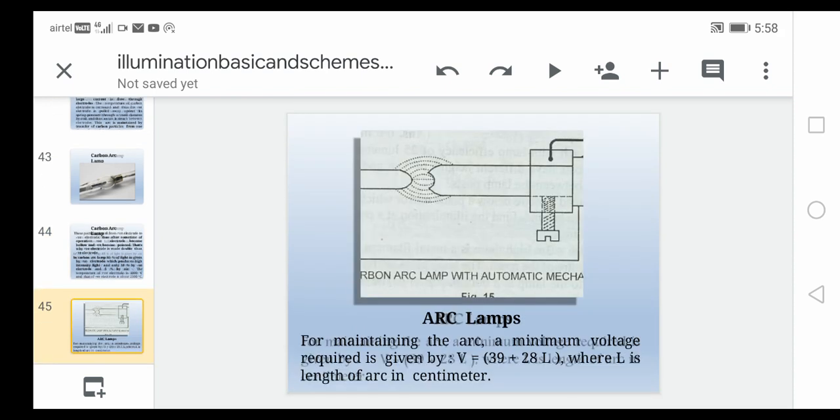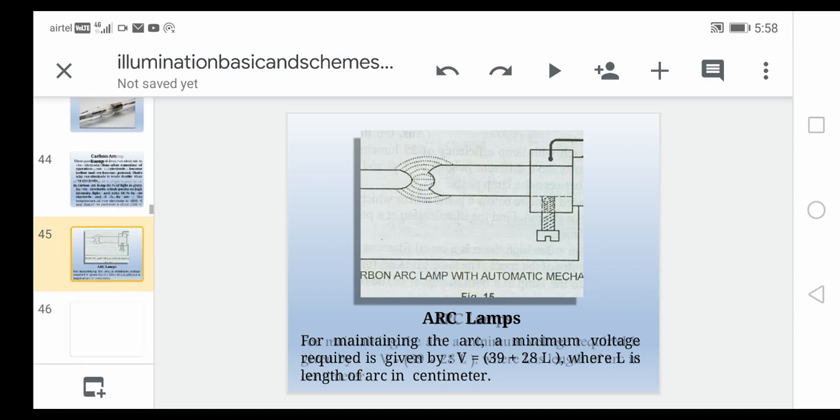For maintaining the arc, a minimum voltage is required, where L is the length of the arc in centimeters.